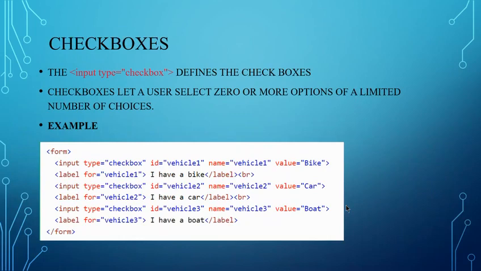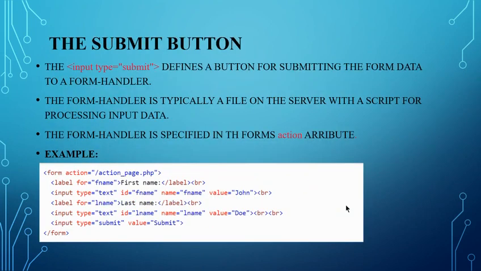And next, I'm going to explain about checkboxes. Input type equals checkbox will define the checkboxes. What checkboxes will do is let the user select zero or more options of a limited number of choices. Here is a code for checkbox where we are using input labels in a form and we are executing it.